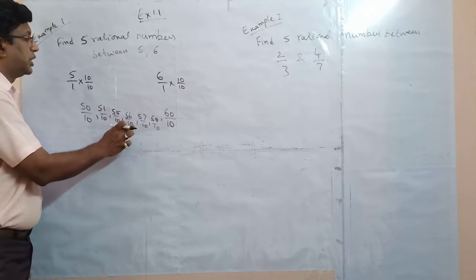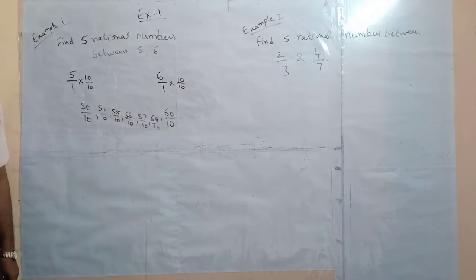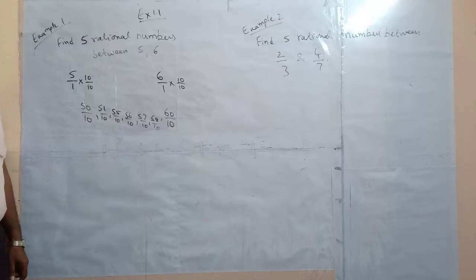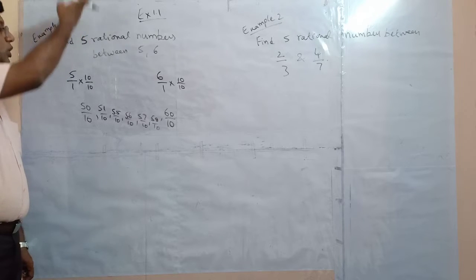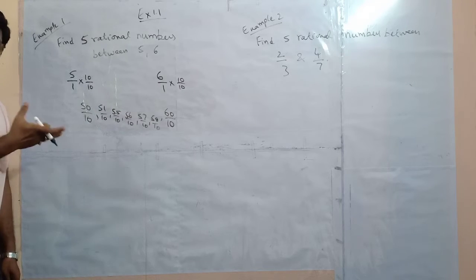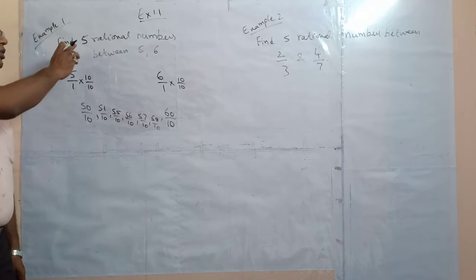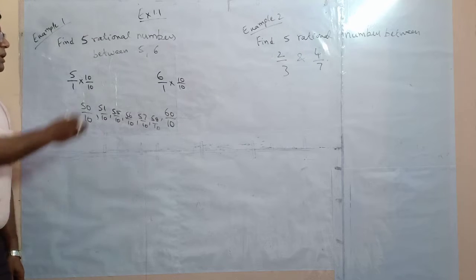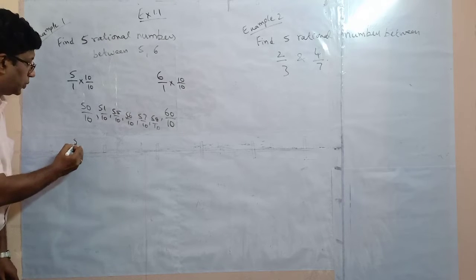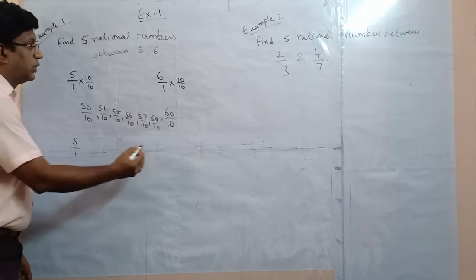So 1, 2, 3, 4, 5. This way it goes on. Next, by chance if we ask you, suppose I want more than 5 numbers or more than 10 numbers. More than 5 we can write happily because there are totally 9 numbers. If I want more than 9 numbers between these two given numbers, which is 5 and 6, then how do I do? So the same thing I will do.